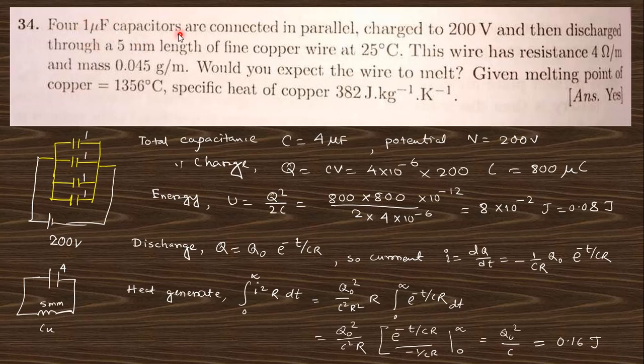Four 1 microfarad capacitors are connected in parallel and charged with this voltage. So this is the voltage and these capacitors are connected in parallel, so the resultant capacitance will be the sum of these four capacitors. Finally you get this charge, and the corresponding energy of the system will be like that. When it is discharged, you know this charge is related with that.